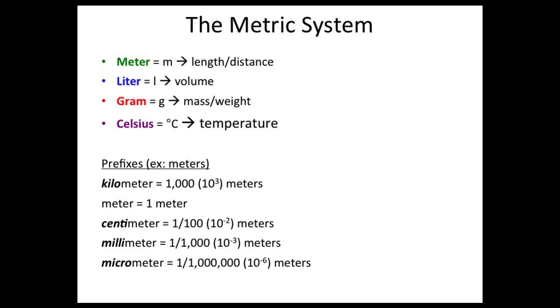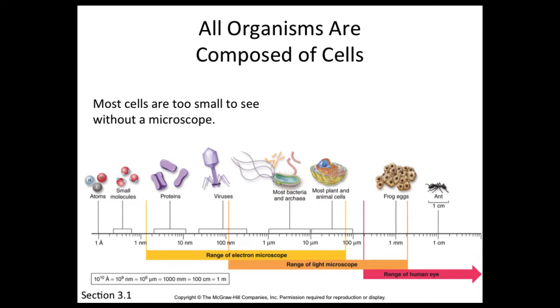But when we're talking about most cells, we need to go even smaller and use micrometers. Micrometers are 1/1,000,000th of a meter, and most cells are in the range of 10 to 100 micrometers. Without a microscope, we are not able to see most cells with the human eye.